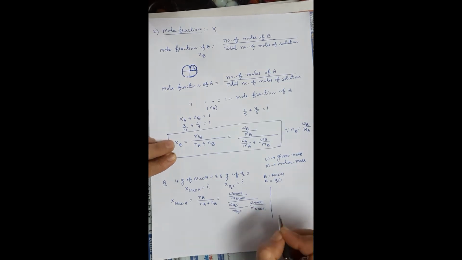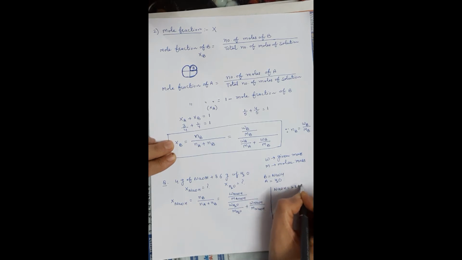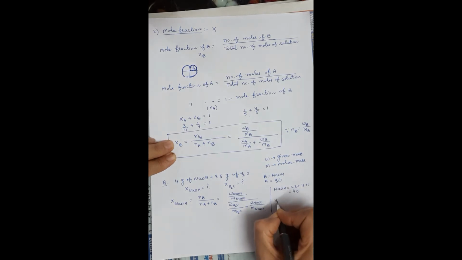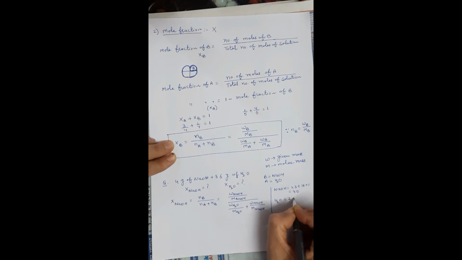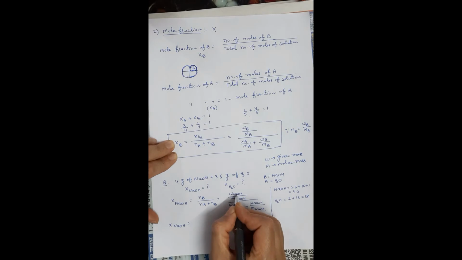Let us see what the molar masses of NaOH and water are. NaOH: sodium is 23, oxygen is 16, hydrogen is 1. It comes out to be 40 grams per mole. And water: 2 hydrogens are there, 1 oxygen, 16. It comes out to be 18 grams per mole. Just put the values. So mole fraction of NaOH is W of NaOH.